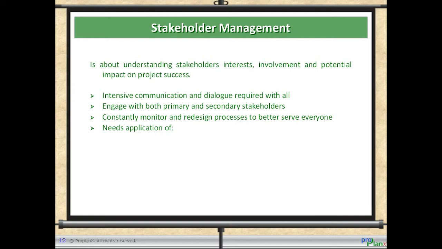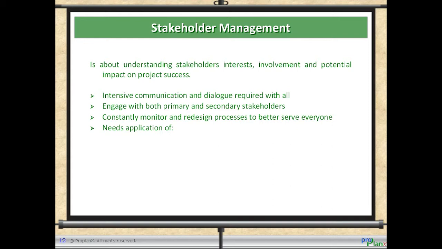Stakeholder management. Stakeholder management is about understanding stakeholder interests, involvement, and potential impact on project success. This calls for an intensive communication and dialogue with all concerned. As someone managing an agile project, you must engage with both primary and secondary stakeholders and constantly monitor and redesign processes to better serve everyone.